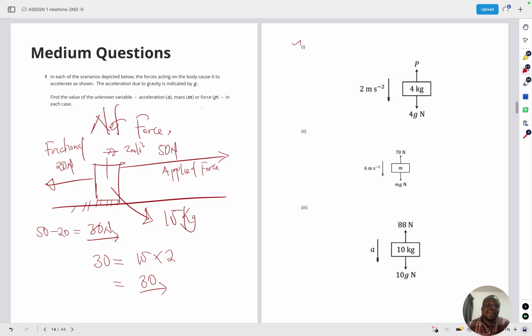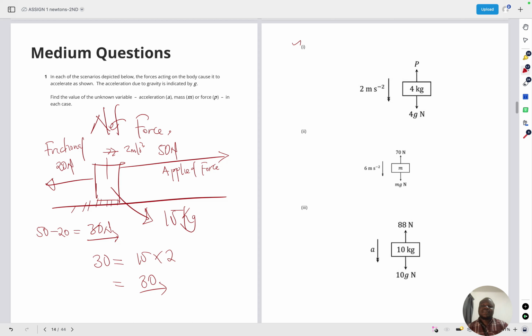The acceleration due to gravity is defined by g. So this g here means acceleration due to gravity. Now find the value of the unknown variable or variables a, m, or p in each case. So we've got these 3 cases here, and we want to use Newton's second law of motion to find the value of g in this case.